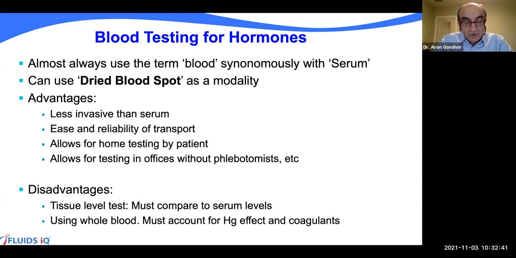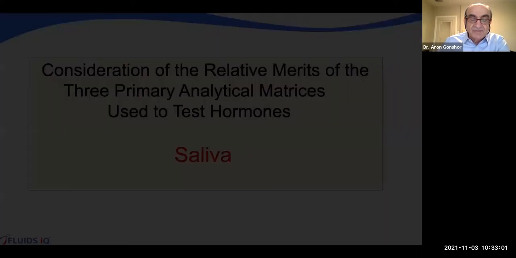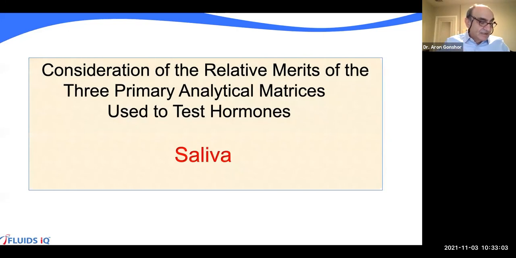And remember that you're using whole blood when you're doing dried blood spot, so any lab that gets involved in this has to really know what it's doing, because there's the hemoglobin effect, there's the coagulants that are there, and all of that has to be understood in order to get results that make sense. So that was just a quick overview of serum. Remember, I'm just giving you an overview.